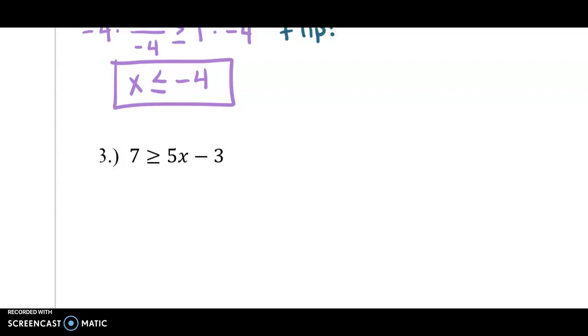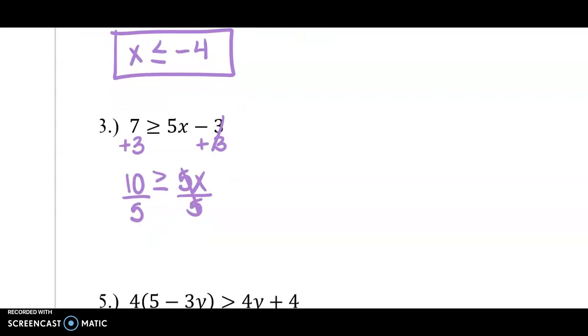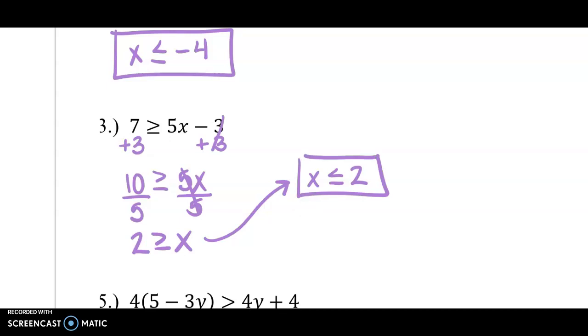Then we have number 3. First thing I'm going to do here is add 3 to both sides. 7 plus 3 is 10. 10 is greater than or equal to 5x. To get x by itself, I want to go ahead and divide both sides by 5. That is going to give me 2 is greater than or equal to x, but if you remember, we don't like having x on the right. We want the variable on the left. So I'm going to flip everything, and this becomes x is less than or equal to 2.